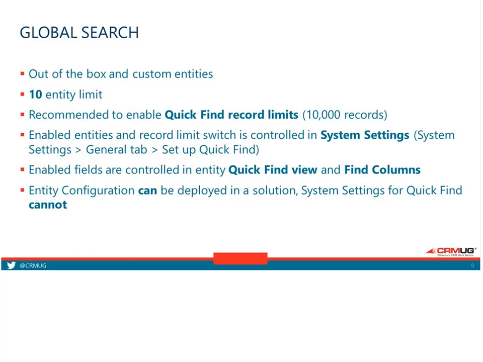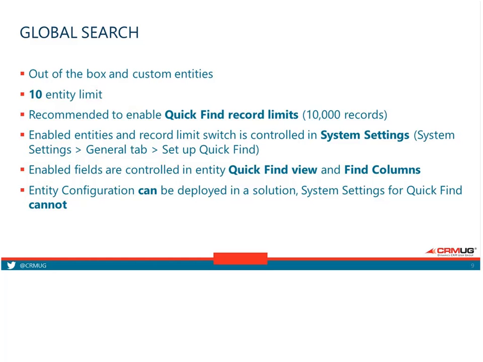So if you imagine typing in something at the very top of the screen to look across all entities, you get your display screen for the selected entities that you've configured. And from there, you have the ability to also add new records within those entities that are displayed. So you'll see a little plus sign that shows you that you can, from that screen, add a new record, which is pretty handy.